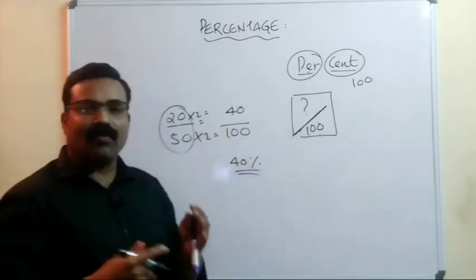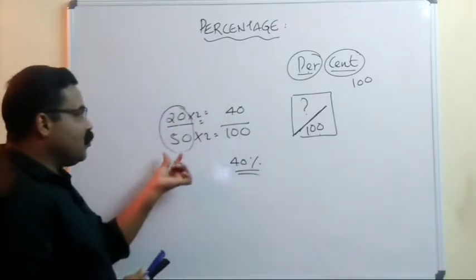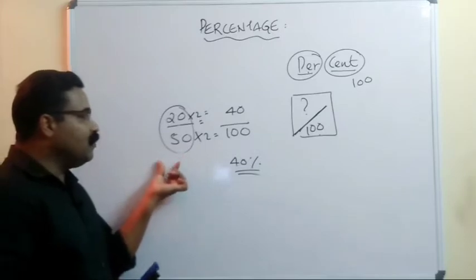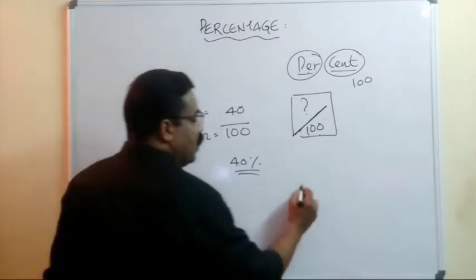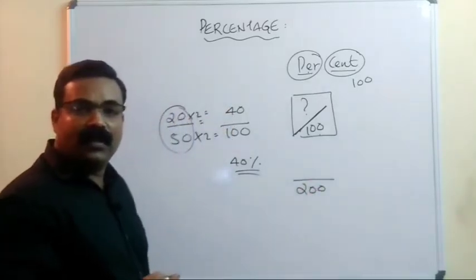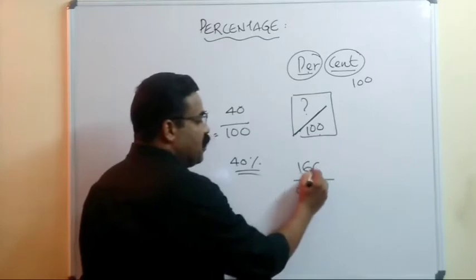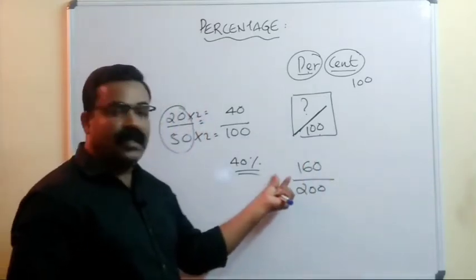So this was a normal thing, isn't it? It's a basic concept. To find out the percentage, we have to convert everything out of 100. Similarly, suppose one person is getting 160 marks out of 200. Now you have to convert it into percentage.